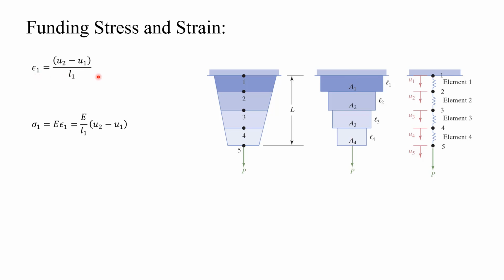And the stresses, according to Hooke's law, would be E times epsilon 1. So we can find the stresses on each member, on each element. You could write additional equations, comparing these stresses with the yield strength of the material to see whether the element fails or not, or if it fails, where it fails.